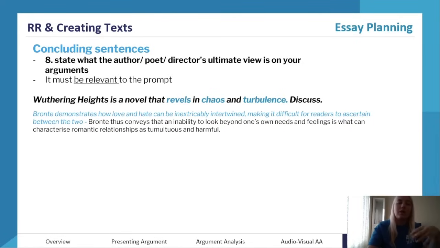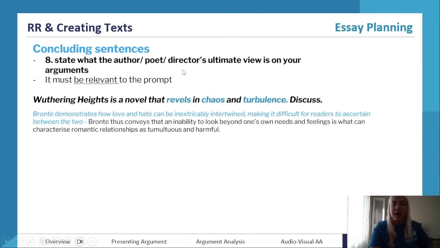Remembering April's lecture, the topic sentence and the concluding sentence are connected. The concluding sentence is like a views and values analysis of the topic sentence. That's the best way to explain it. So if our argument was Bronte demonstrates how love and hate can be inextricably intertwined, making it difficult for readers to ascertain between the two, our concluding sentence may be Bronte thus conveys that an inability to look beyond one's own needs and feelings is what can characterize romantic relationships as tumultuous and harmful.